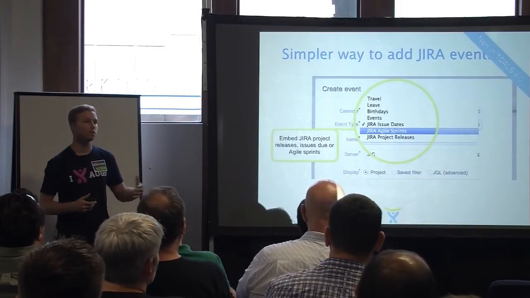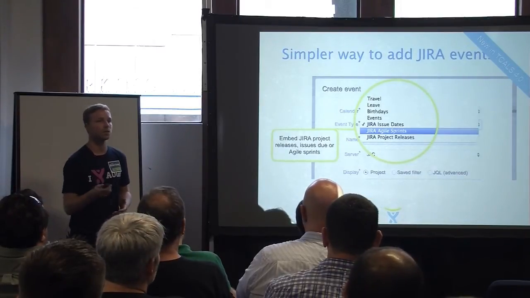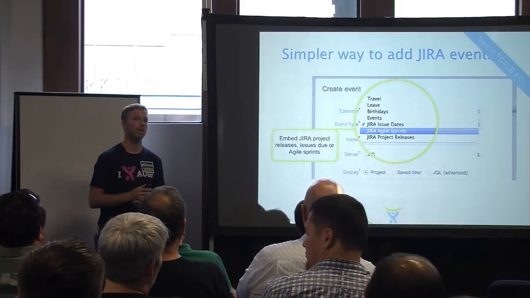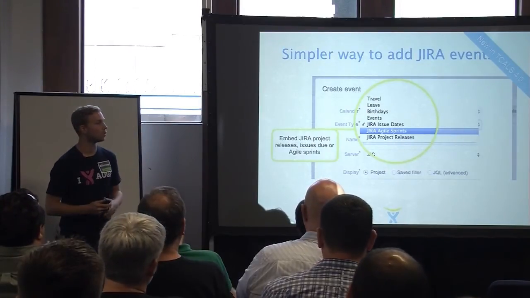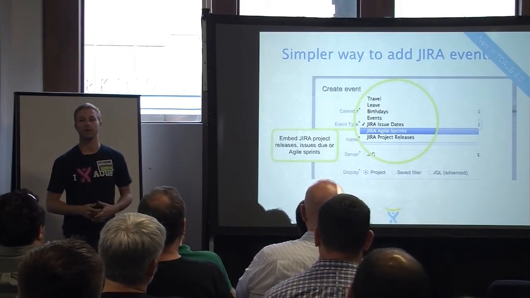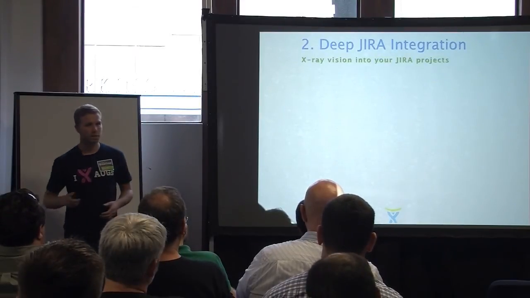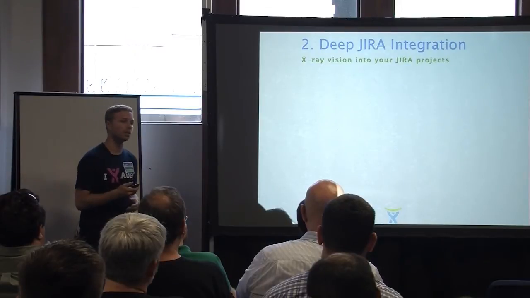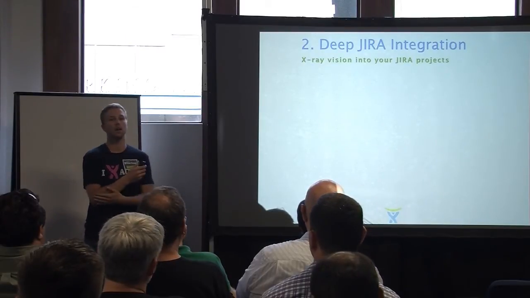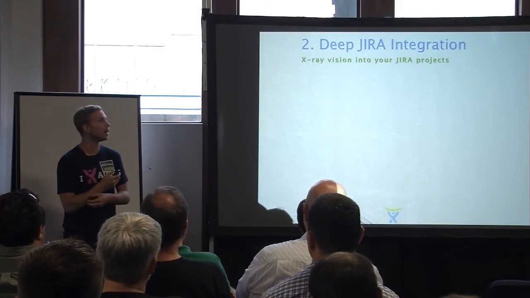You can actually have different event types for your sprints, your releases, your versions, and your issues, which is just a more visual way to break down the information you have in JIRA and show it on a calendar. Which leads me to point number 2. Deep JIRA integration. It's something we've focused on big time over the last year.